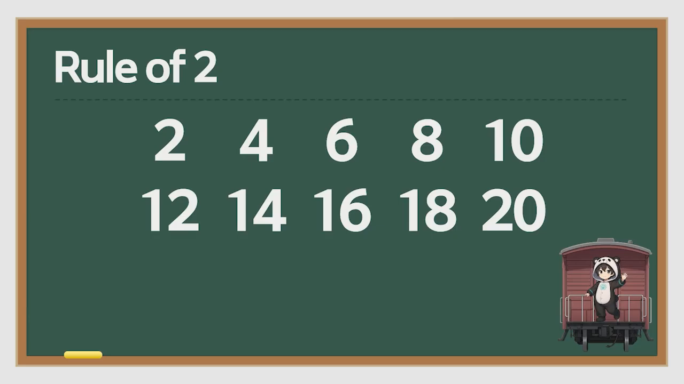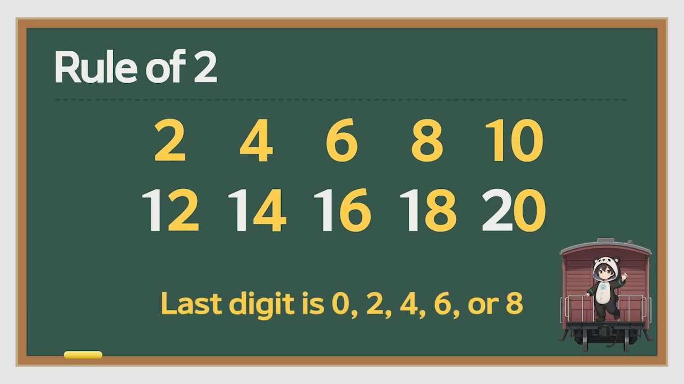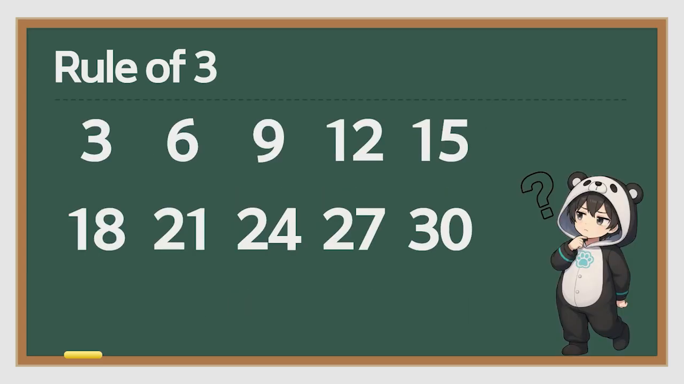Let's start with the easiest one, the number 2. Let's list the multiples of 2. 2, 4, 6, 8, 10, 12, 14. Detective, do you see the pattern? Yes, just look at the last digit. If it ends in 0, 2, 4, 6, or 8, the number is even, and it is divisible by 2. Simple, right?